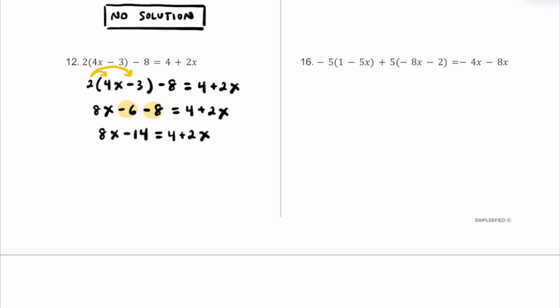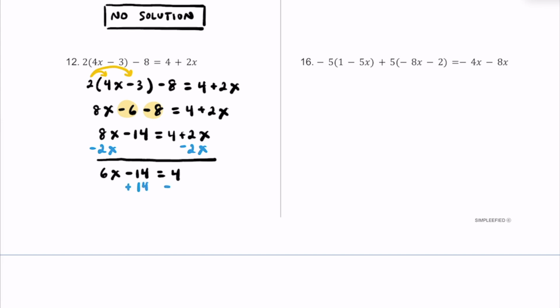Let's get our variables to the same side. I'm going to take away 2x and take away 2x. That way I can get all the x's to the left side, and that's generally where I like to keep them. 8x minus 2x is 6x. We have 6x minus 14 equal to 4 on the right side. Then let's solve this two-step equation.